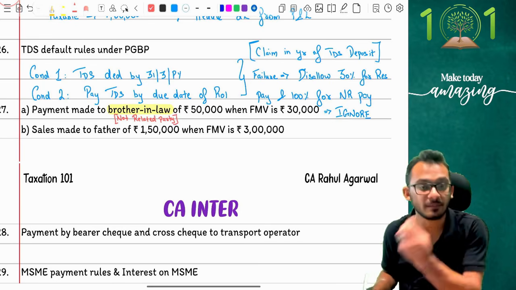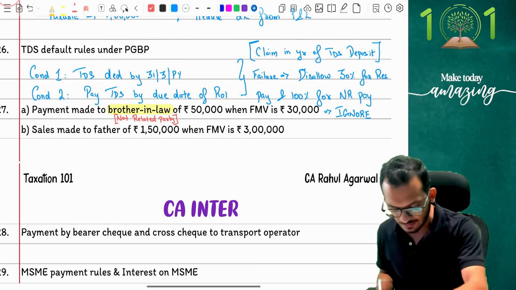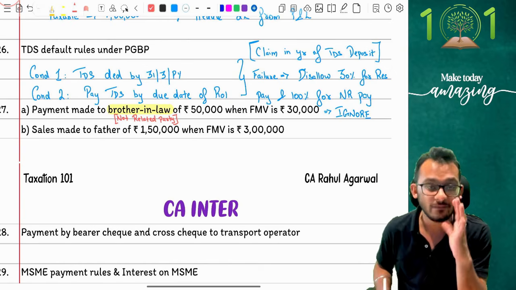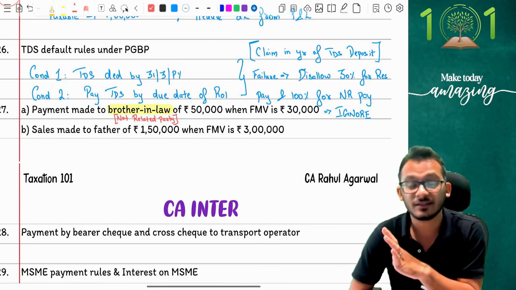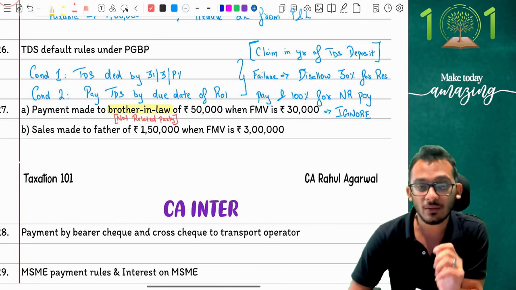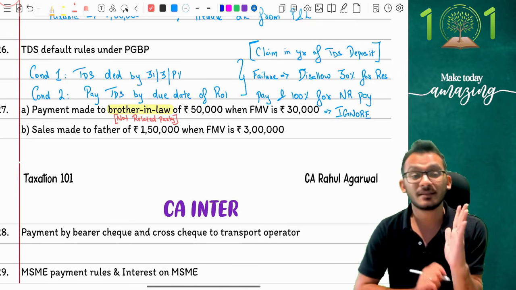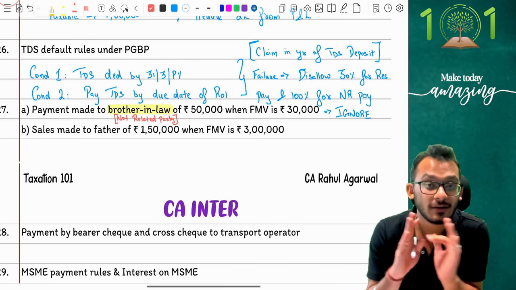I hope you get this, people. There's one adjustment which you have to be very, very careful about. Adjustment number 2 says sale made to father of 1,50,000 when FMV is 3 lakh rupees. Now here again the same mistake happens. People start using their logic, and I don't deny it. You're absolutely right. Rahul, I should have sold it for 3 lakh rupees where I sold it for 1,50,000, which means I've sold at a lesser price. Let's add the 1,50,000. Yes, what you're saying is perfectly logical, but it is not there in the law.